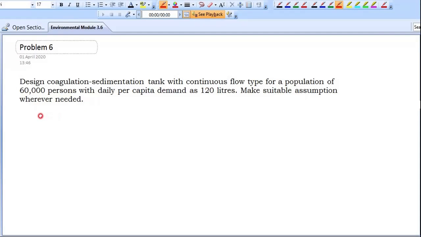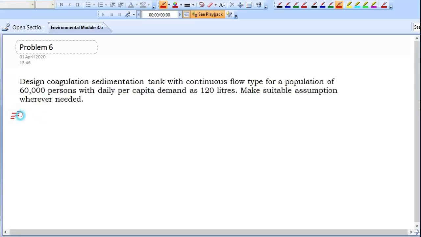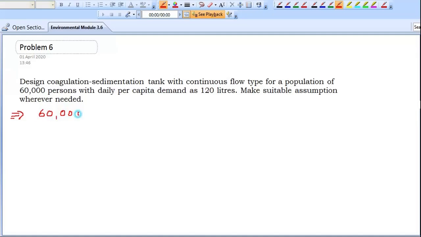Design the coagulation sedimentation tank with continuous flow type for a population of 60,000 persons, daily 120 LPCD. I will make it very fast. See, the population is 60,000 and each person 120 liters. Therefore the total water is 60,000 into 120. This is the average demand and I will make it at maximum demand. Therefore I got 12.96 MLD, 12.96 into 10 raised to 6 liters per day.